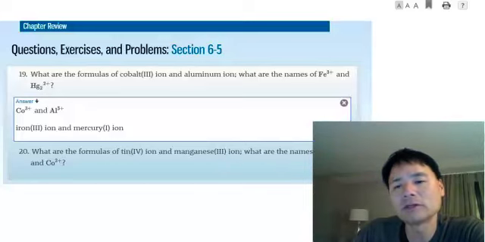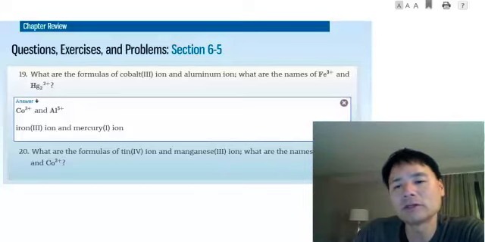Mercury is at +2 and iodide is a -1, so it'd be HgI2. Now mercury 2 is different than mercury 1. Mercury 1 is a diatomic ion. Mercury 2 is a monatomic ion. So let's take a look at these. So we have Ni2O3, CoCl2, Ag2S, and HgI2.